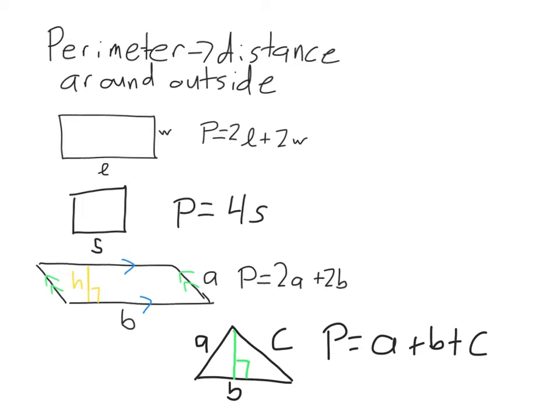Please know how to find a perimeter from this day forward. I can't ask anything much easier than to find the perimeter of a 2-dimensional shape. You add up the sides of the outside. Now, the next thing we're going to talk about is area.